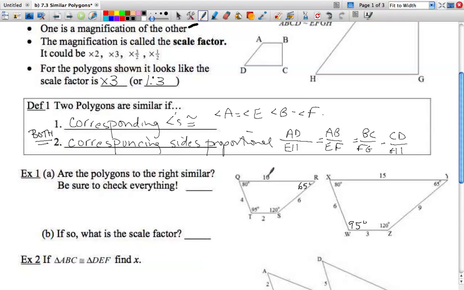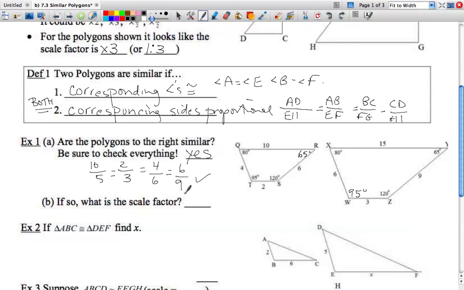So let's see. I guess we can look at 10 and 15. And let's look at that with 2 and 3. Do we have any more? We have 4 to 6. And we have 6 to 9. And if those are all in line, which they are, these would be proportional, and so we would do check. So the answer is yes. What is the scale factor for this one? The scale factor would be 2 to 3. That's the scale factor. Okay?